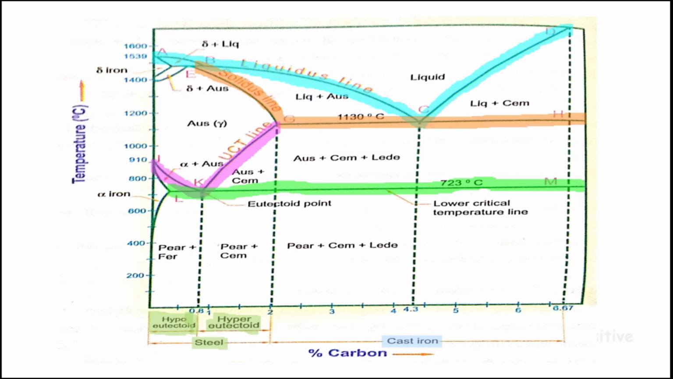In between, 0 to 0.8% is the hypoeutectoid steel, and from 0.8 to 2% it is the hypereutectoid steel. So steel is divided into two categories. One is hypoeutectoid and another one is hypereutectoid. Now we are going to see, part by part, what variations happen in the steel during temperature and carbon variation.